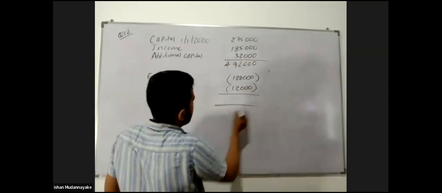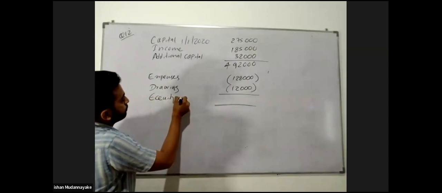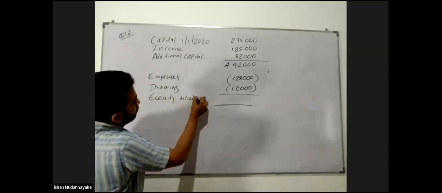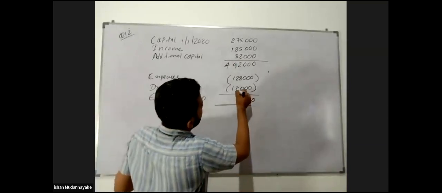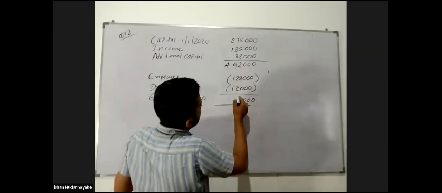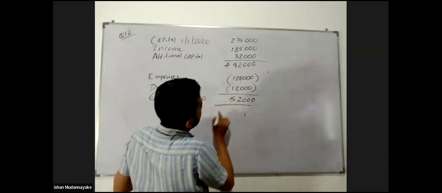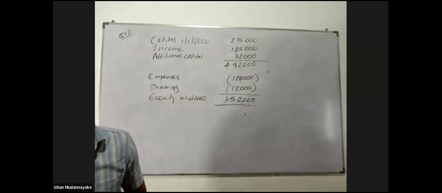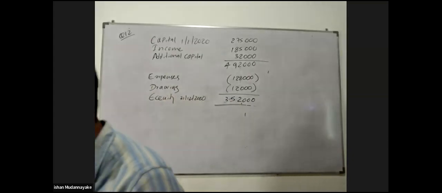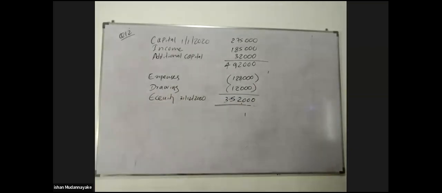$492,000 minus expenses and drawings. How much is the closing balance here? Here are 52,000. Is it correct? Yes, sir. Right, here are 52,000, the closing equity of the business.